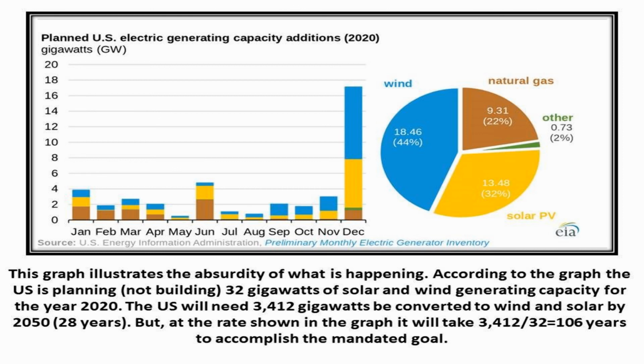This graph illustrates the absurdity of what is happening. According to the graph, the U.S. is planning, not building, 32 gigawatts of solar and wind generating capacity for the year 2020. The U.S. will need 3,412 gigawatts be converted to wind and solar by 2050, or 28 years from now. But at the rate shown in the graph, it will take 3,412 divided by 32, or 106 years to accomplish the mandated goal. That's the stupidity of it all.